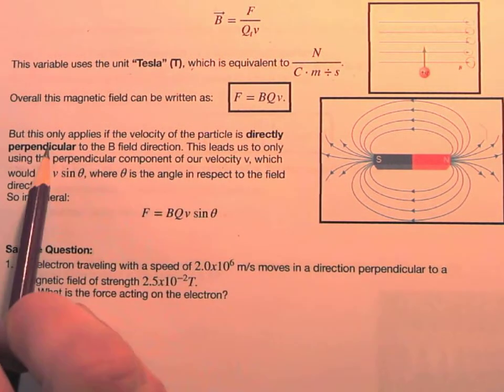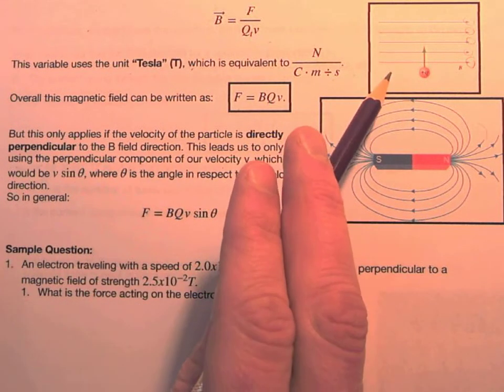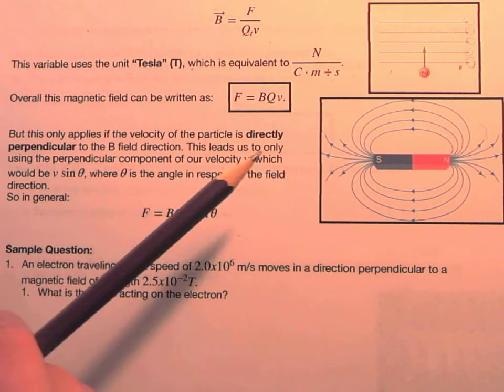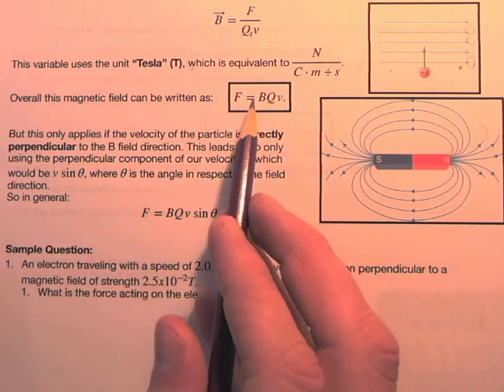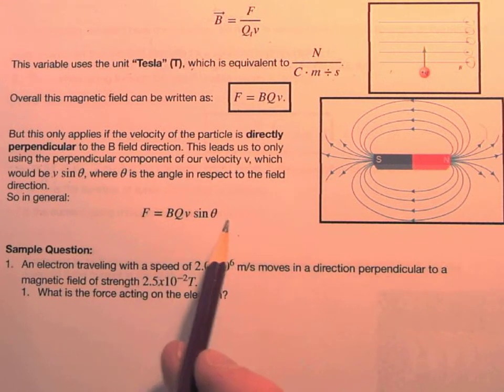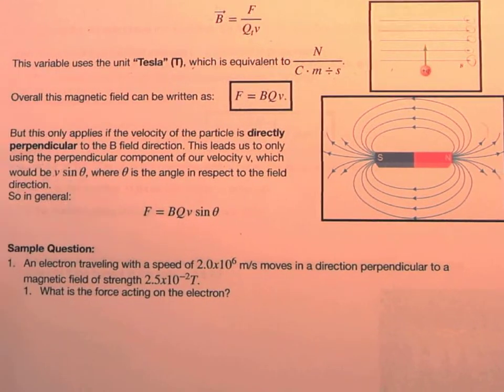Alright, so now it says this only applies if the velocity of a particle is directly perpendicular to the B field direction, just like in this picture. But what if it's going at an angle like that? Then what would it be? It ends up saying that it would just be the component that is perpendicular, which is v sine theta, where theta is the angle with respect to the field direction. So overall, the formula is not really this. This is only for perpendicular motion. It's really this, BQv sine theta. Because sine theta is always less than 1, the most you could have is when it's perpendicular.